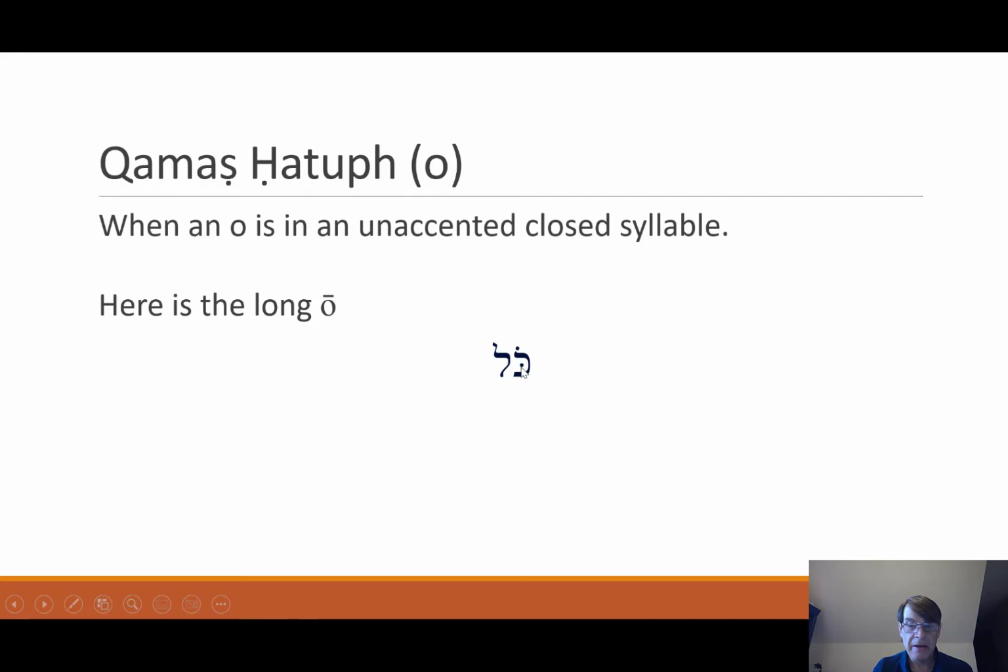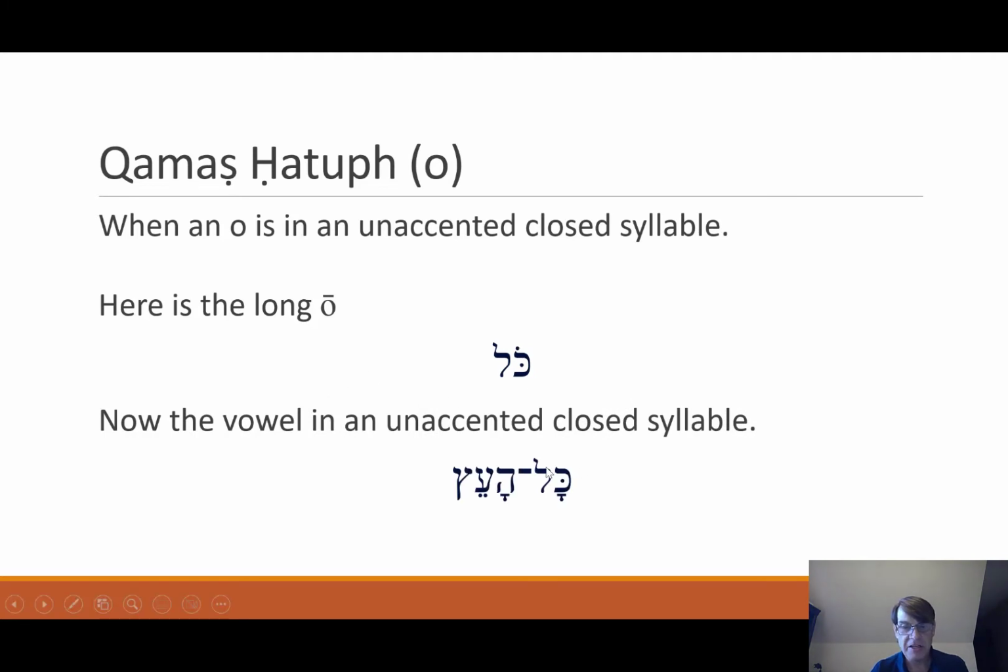That's a hardening dagesh, because it's at the beginning of a word. This is a long vowel, kol. It means all. Now, what happens when we take the same word and put a dash by it so that it's in an unaccented closed syllable? By putting the dash on there, this says every tree, kol ha'etz. By putting the dash there, in terms of accent and breath, I've joined the kol with the following word. And so now it's far away.